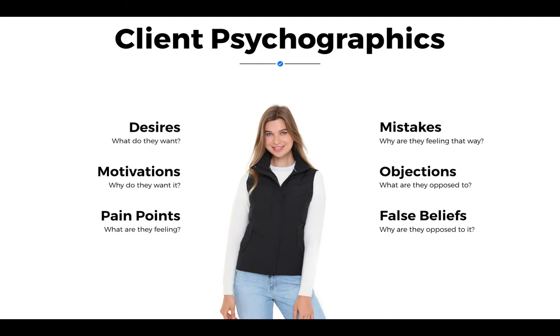So first and foremost, what do client psychographics look like? These are kind of broken up into pairs. So desires are really what your avatar wants. And then motivations are why they want it. Pain points, what are they feeling? Mistakes, why are they feeling that way? And then objections, what are they opposed to in regards to what you're trying to sell them? And then false beliefs are why are they opposed to it?